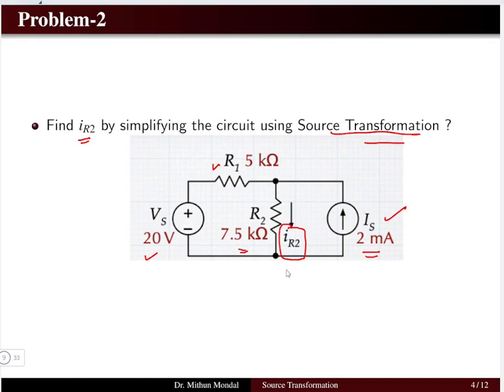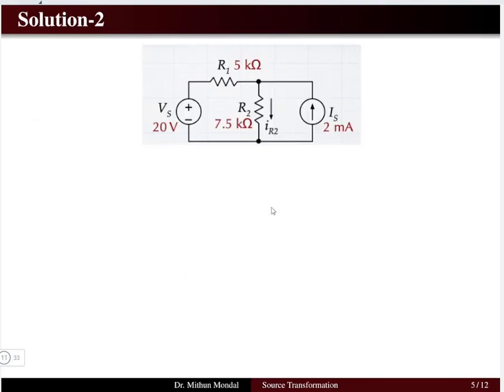As I said, the unknown variable here is IR2. So this part of the network you should not disturb. This part of the network should be present in the circuit in each and every step, and then you have to simplify the network to obtain the solution. So our original circuit is this one. How can we solve this problem?